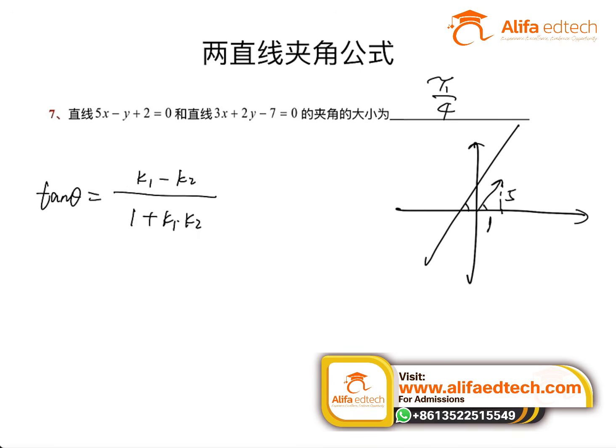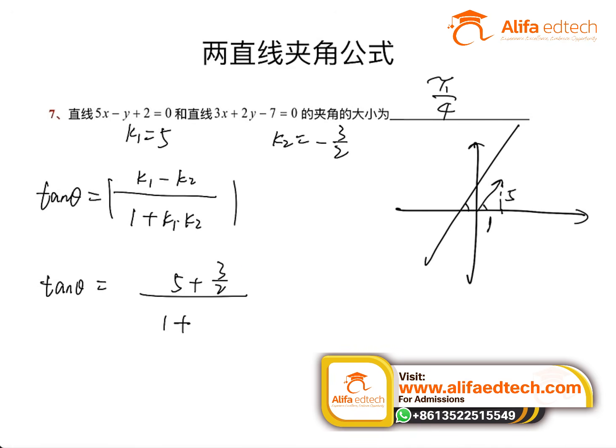The slope k1 equals 5, k2 equals 3/2. Let's calculate θ using this. The numerator k1 - k2 is 5 - 3/2, which equals 5 - 3/2 = 10/2 - 3/2 = 7/2. The denominator is 1 + k1 × k2, that's 1 + 5 × 3/2. Let's calculate. The numerator is 10/2 - 3/2, which equals 7/2. The denominator is 1 + 15/2, which equals 17/2.